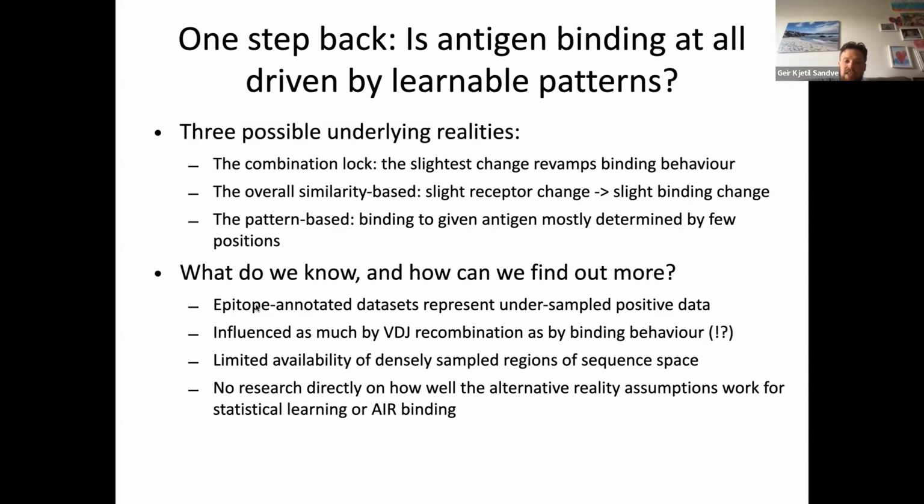What you see is maybe just as much influenced by VDJ recombination or recombination probability as by its binding behavior. There are very few examples where we have a really densely sampled region of sequence space, meaning sequence space is all these 20 to the power of 15, roughly, different sequences you could have in a CDR3 in a simplistic model. But we have very few cases where we have a lot of very similar sequences, where we could see which of these three hypotheses seem to hold.